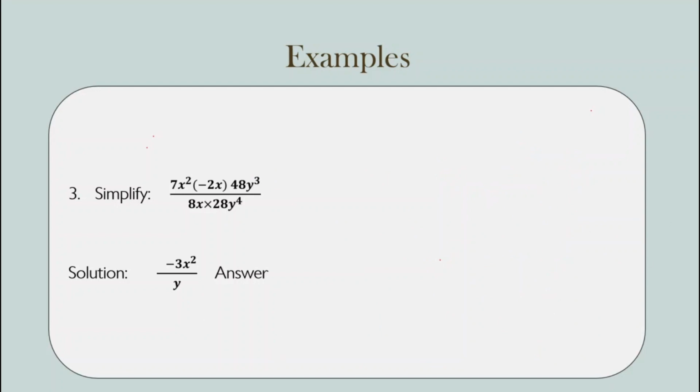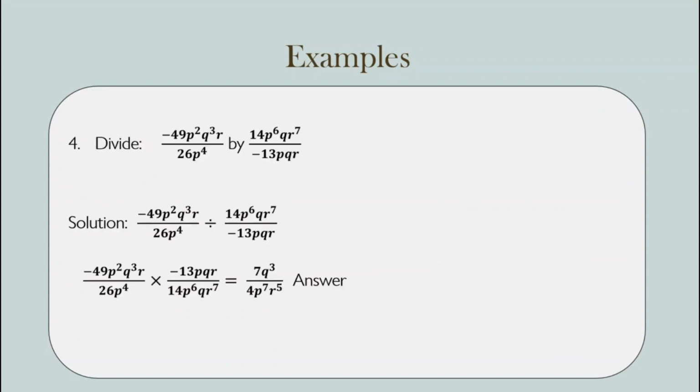So let's move to the next question, the last question, which is a little more complicated than the earlier ones, but we'll just keep the 3 rules in our head, nothing more than that, and we'll be able to solve it. So it says divide minus 49 p square q cube r, over 26 p4, by 14 p6 qr raised to power 7 over minus 13 pqr.